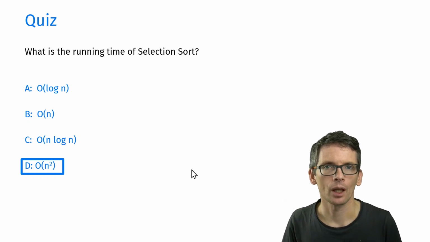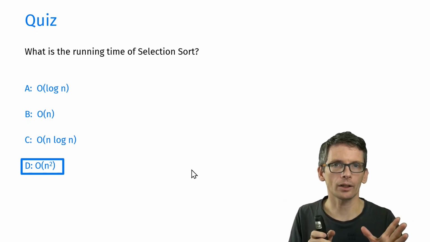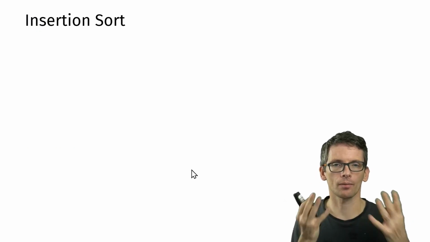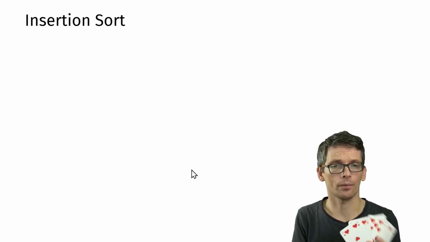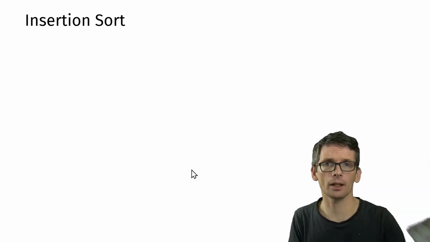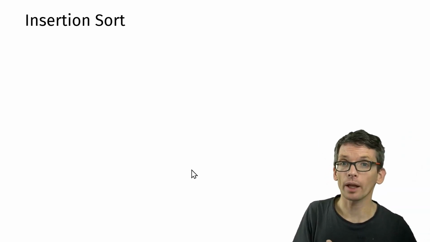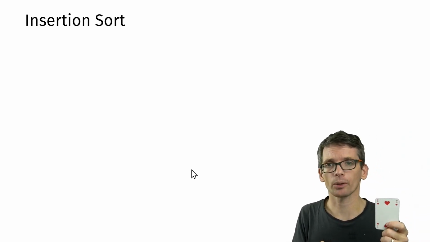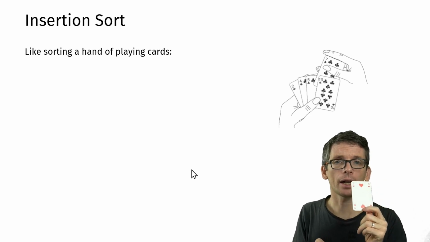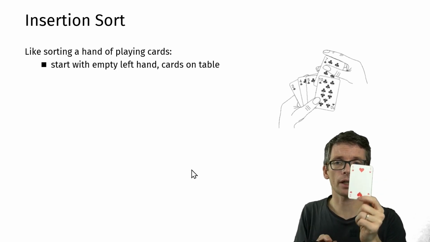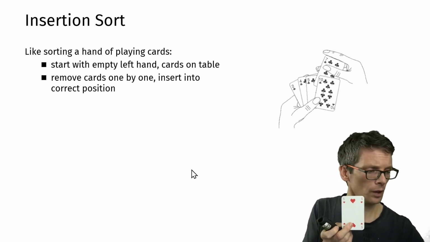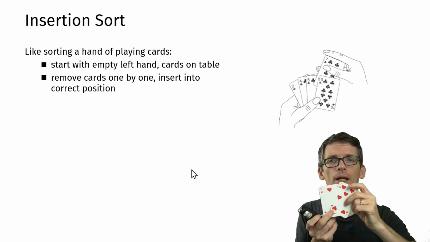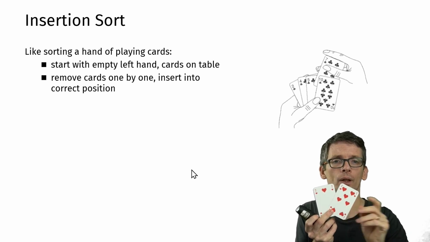Insertion sort. One way to explain insertion sort is by looking at how I would sort a hand of playing cards. One way of doing this, and that would correspond to insertion sort, is I start with an empty hand, then I pick up cards one by one, and I always try to place them on the correct position.